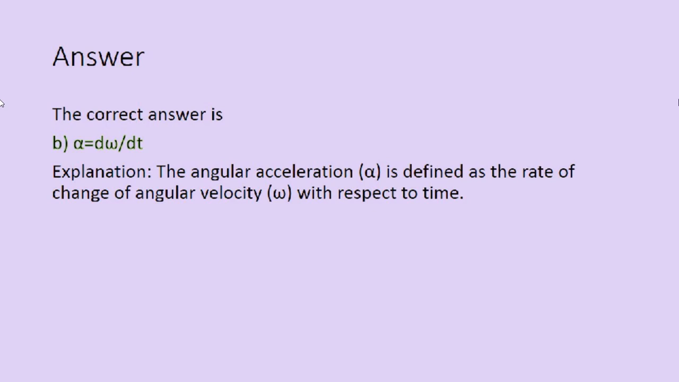And explanation, the angular acceleration alpha is defined as the rate of change of angular velocity omega with respect to time.